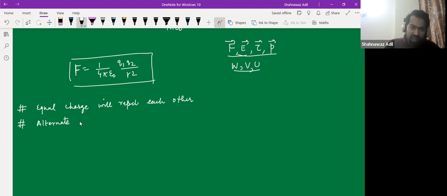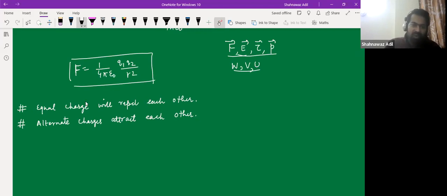So alternate charges attract each other. Let me show you one example, and then it will be easier to understand.